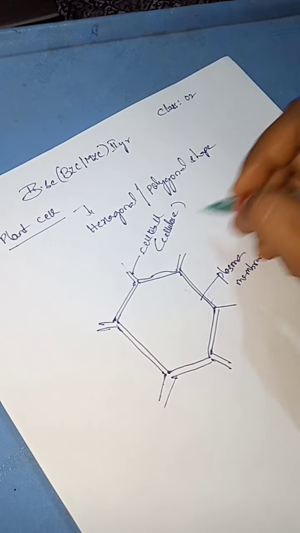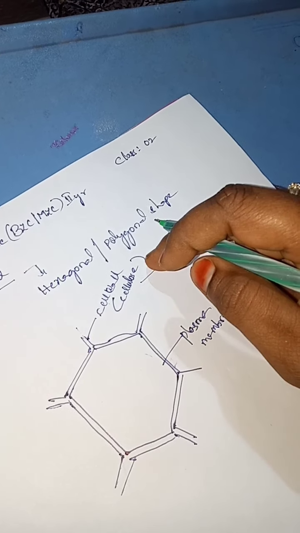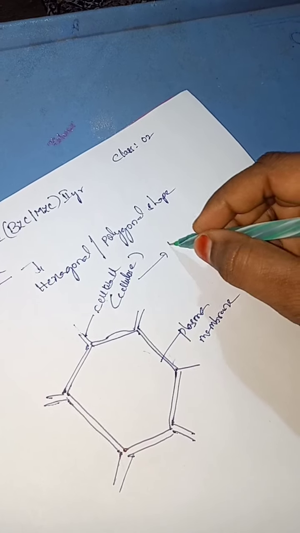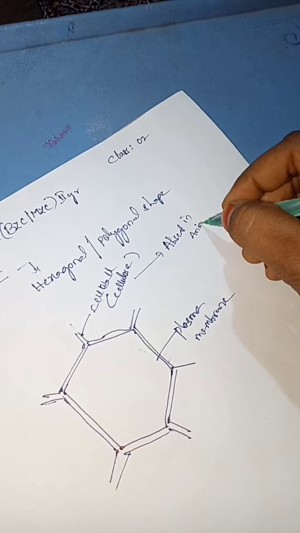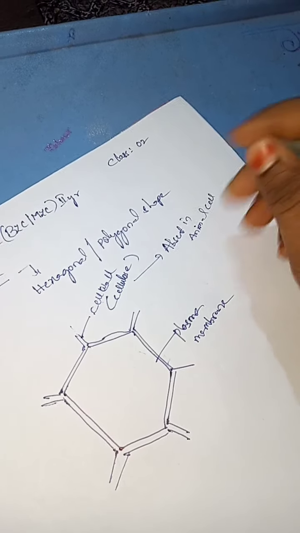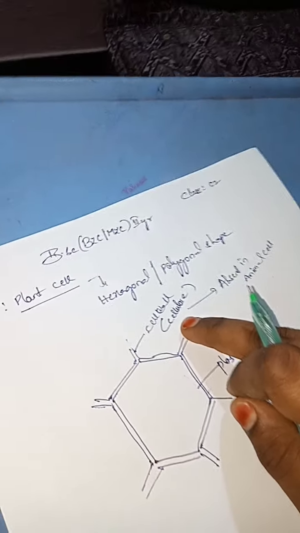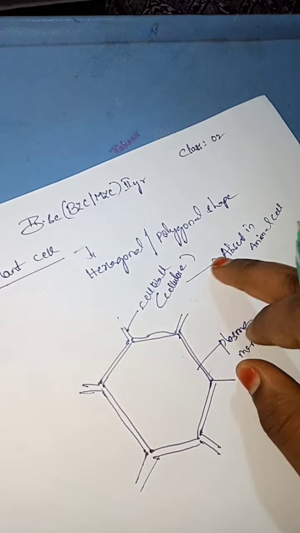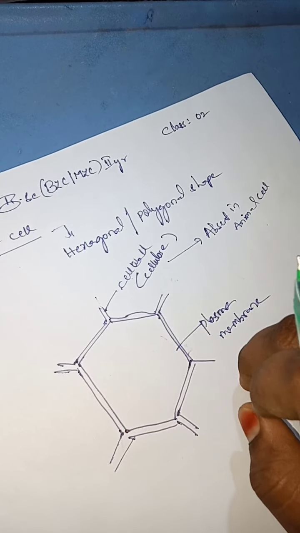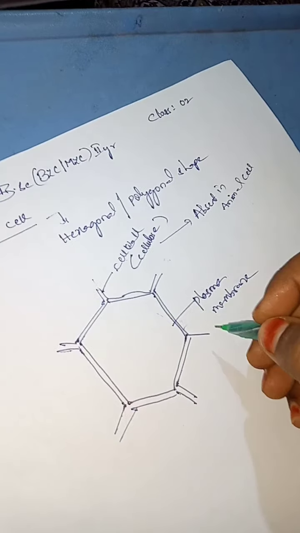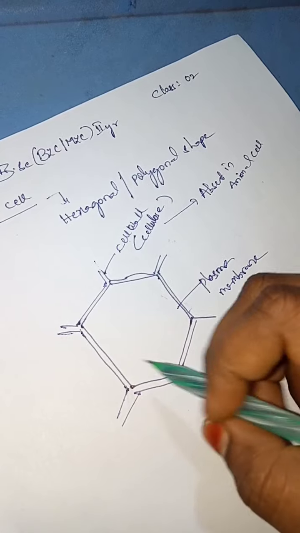This cell wall which is made up of cellulose is absent in animal cell. So this is the basic difference between plant cell and animal cell. Animal cell doesn't have the cell wall, but the plant cell has cell wall outer to the plasma membrane. Okay, so this is plant cell. So we have drawn the outer layers of the plant cell, right?